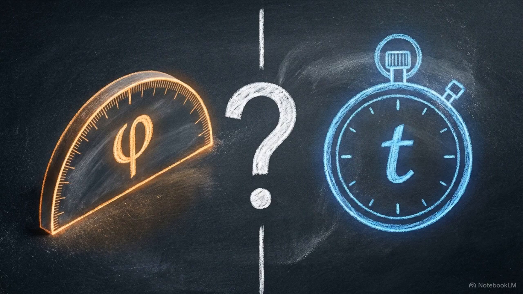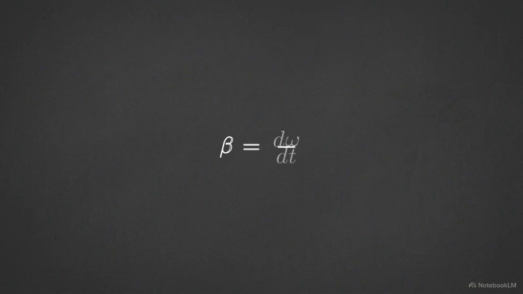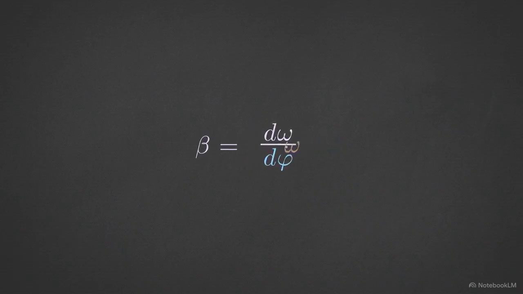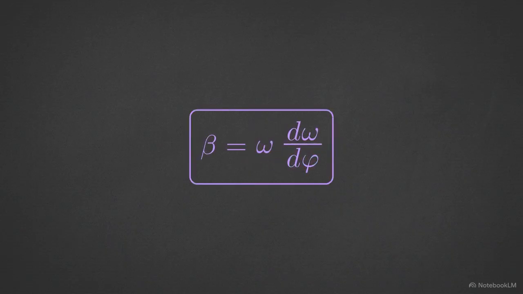We start with the definition of angular acceleration, the derivative of angular velocity with respect to time. We expand this using the chain rule to express the change in velocity in terms of angle, multiplied by the change in angle over time. That second term, the rate of change of the angle over time, is simply the angular velocity, omega. Substituting that in gives us our primary tool for this problem. Angular acceleration equals omega times the derivative of omega with respect to phi.